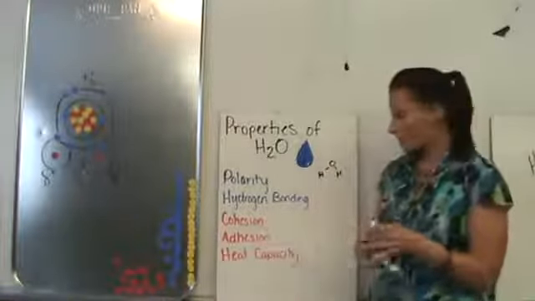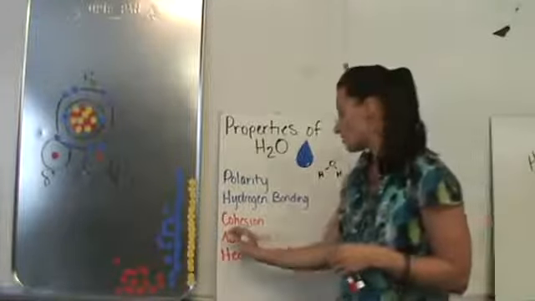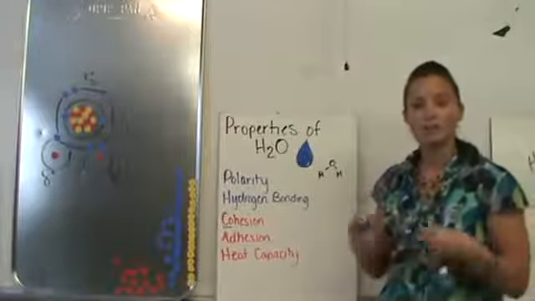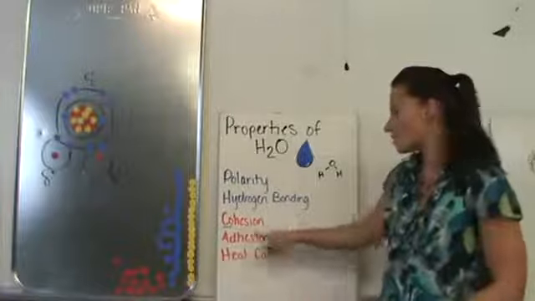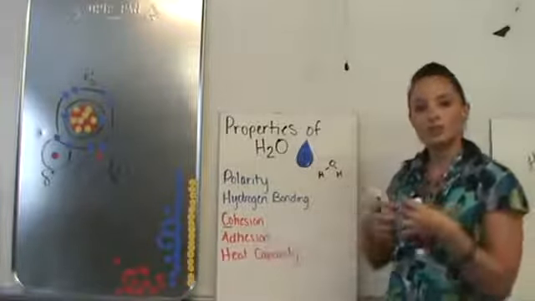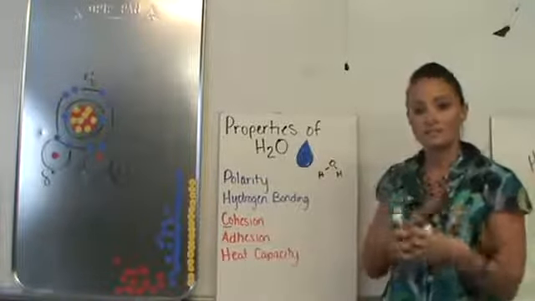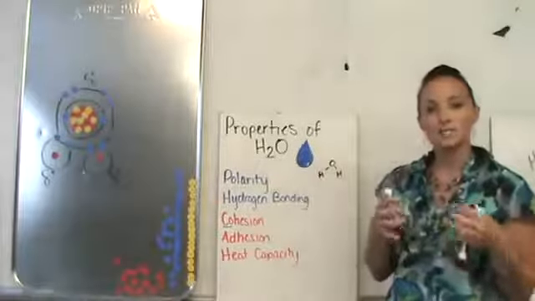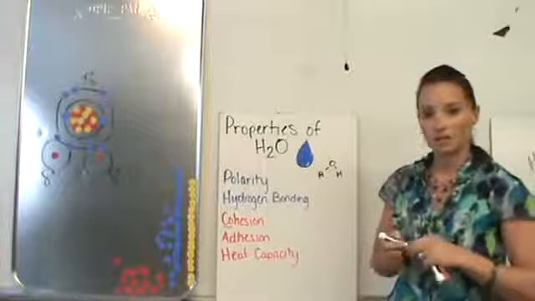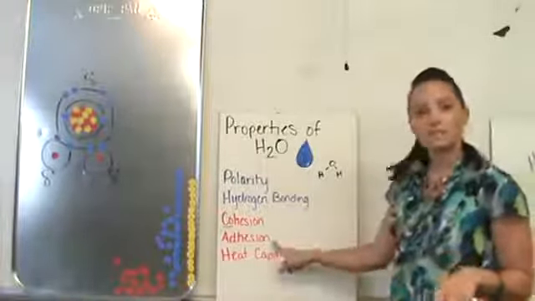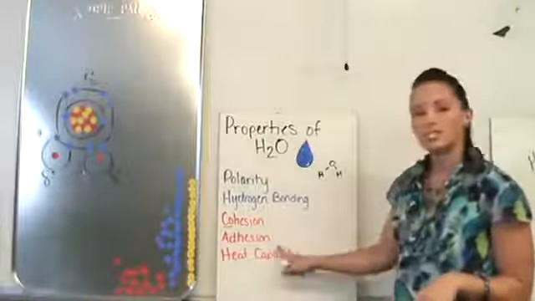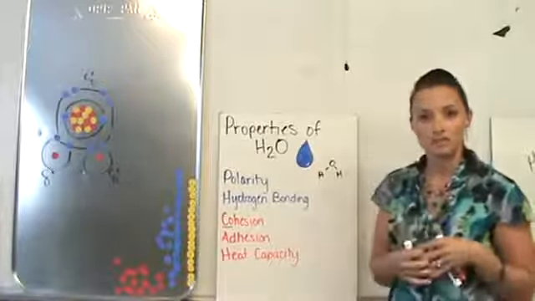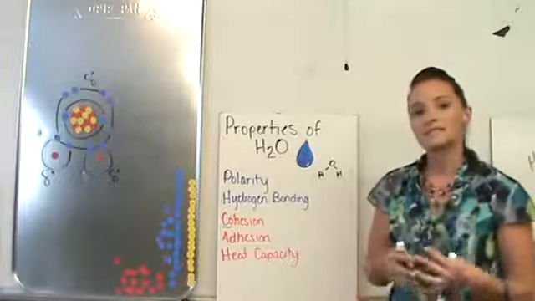cohesion. Now, if you remember the prefix co means together. Okay, so co-workers work together. Cohesion is where two water molecules are going to want to stick together. Okay, and so water actually has a cohesive effect. It wants to stick to other water molecules. The second one is adhesion. Adhesion would be where the water molecule would stick to something else. Okay, for instance, it might stick to glass.